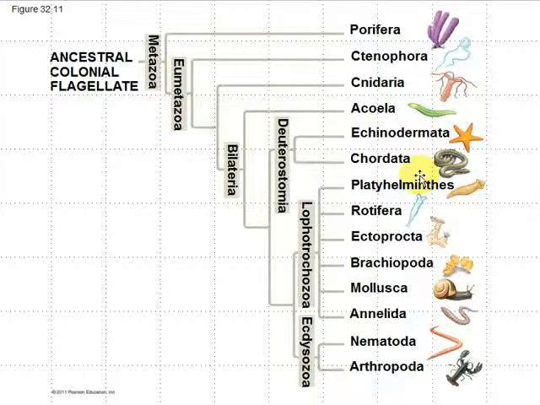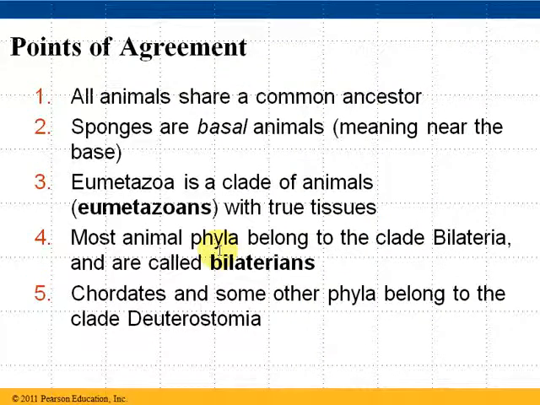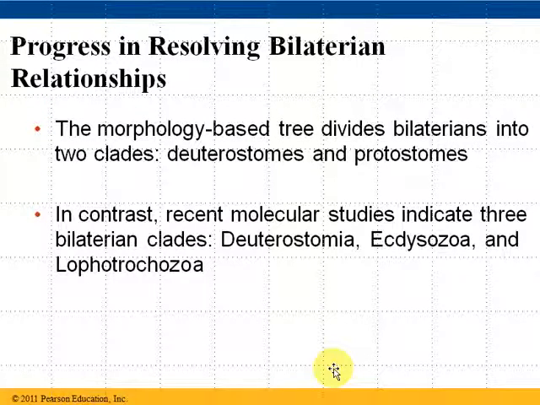There are some different ways we could divide them, but no matter how we divide them, whether we're using morphology or genetic data, there are some basic points of agreement, and these 5 basic points of agreement apply to either of the 2 ways you could look at them. Progress in resolving bilaterian relationships. If we look at the bilaterian creatures, the morphology-based tree divides bilaterians into 2 clades, the deuterostomes and the protostomes, depending on their embryonic development.